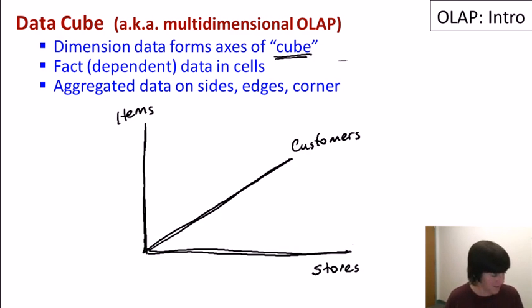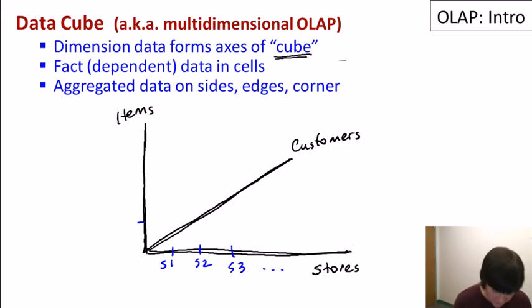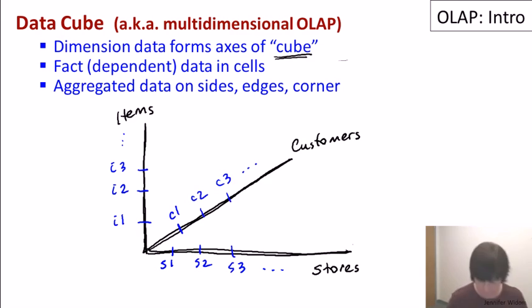So for example, in the store domain, we'll have store 1, store 2, store 3, and so on. I'm not giving them any fancy names here. And so each of those is a point on that dimension. And similarly for the items, we'll have item 1, item 2, item 3, and so on. And for the customers along the bottom, we'll have customer 1, customer 2, customer 3, and so on.